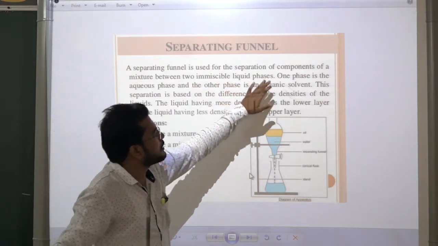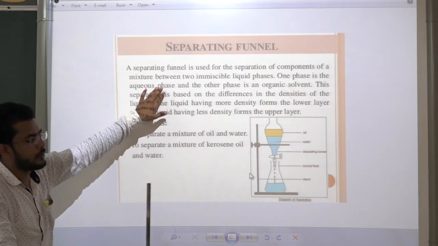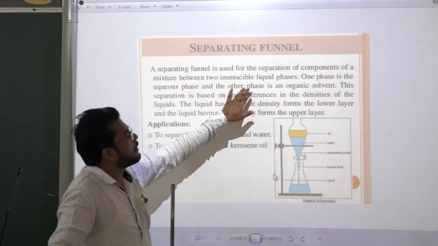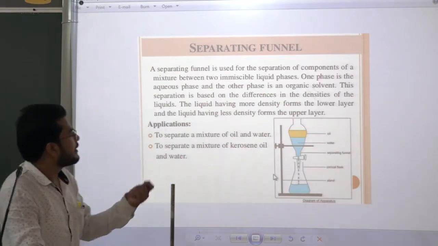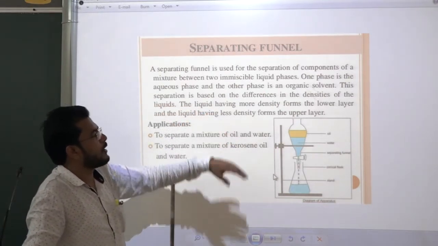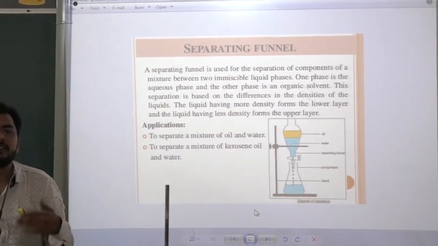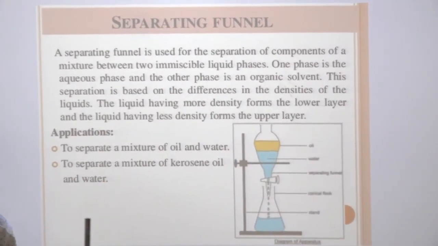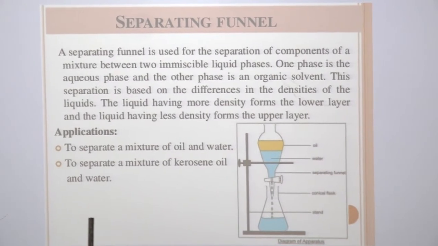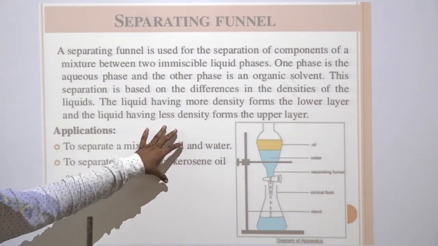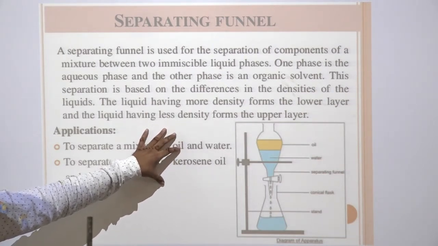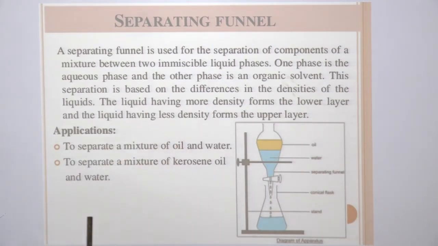So in immiscible liquid phases, one phase is the aqueous phase and the other phase is an organic solvent. This separation is based on the difference in densities. You know that whenever the density is low, that liquid or substance will float on the other substance. So the principle of this technique depends on the densities. If the density is lighter, it will go on top, and if the density is high, it will stay at the bottom. We will see this with the help of an activity also.